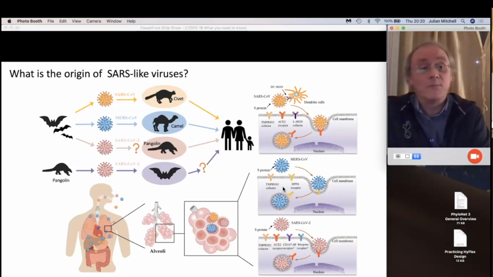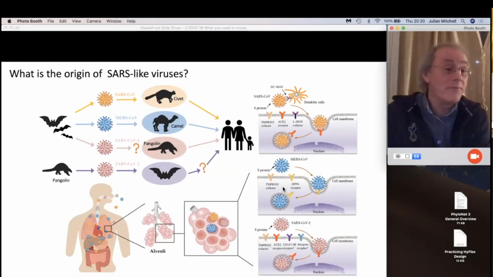Why do we know that? Well, we've been studying bat populations for a long time. We know that there's a whole range of coronaviruses there, really a whole range. Why are they there in particular?